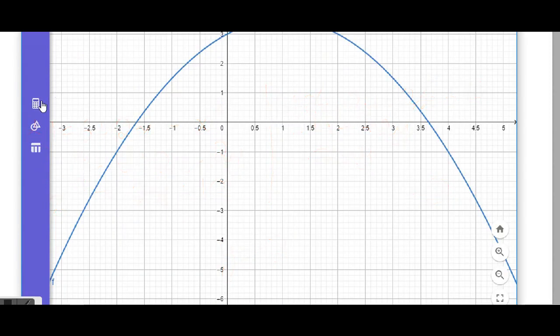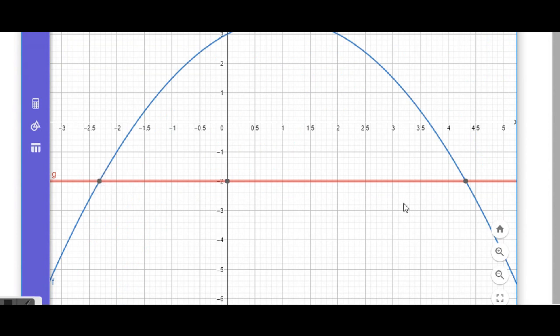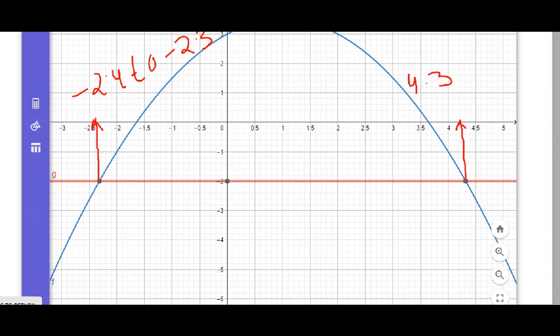Here plot the line y equals minus 2, which will be a line like this. You get that line, and now see where it is cutting your graph. So one answer is this value of x, read it out, and the other one is this value of x. This will be anywhere between minus 2.4 to minus 2.3 according to the marking scheme, and this one can be anything between 4.3 to 4.4.